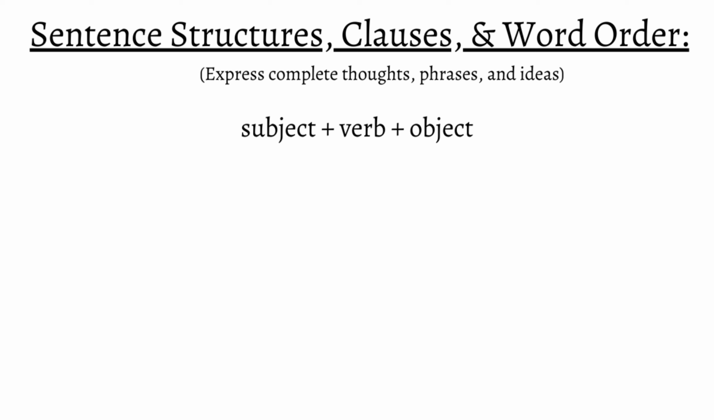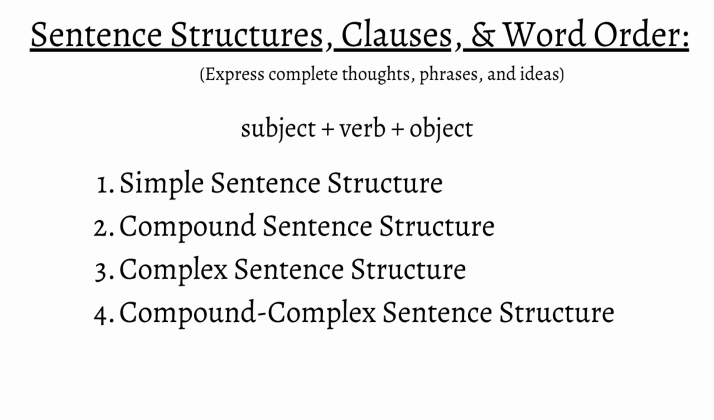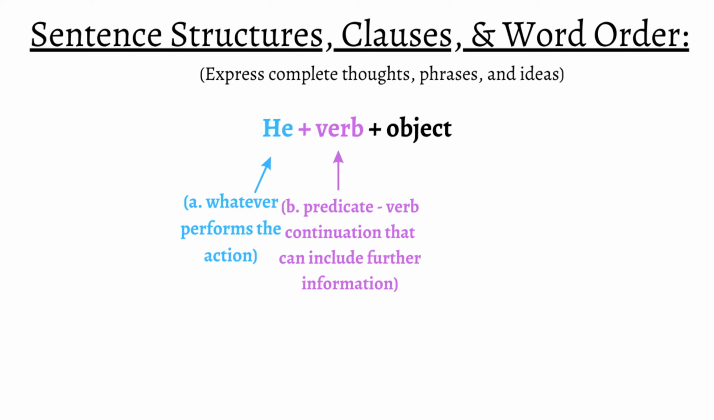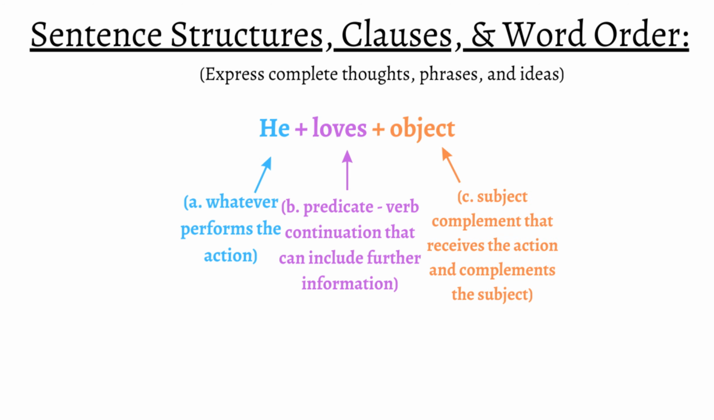In English, there are 4 types of clauses, making for 4 sentence structures: simple, compound, complex, and compound-complex. Before understanding how every structure works, we first need to understand the elements that every sentence can have in terms of the order of the words. The subject of a sentence is whatever is acting in the sentence, which is the first basic component. This can be a noun and a subject, like he. Then there is the predicate of a sentence, which is a verb continuation that can include further information, like he loves. Then there is the object, which is a subject complement that receives the action and complements the subject by describing it. Subject complements can be direct or indirect and will always follow a verb, like he loves animals.